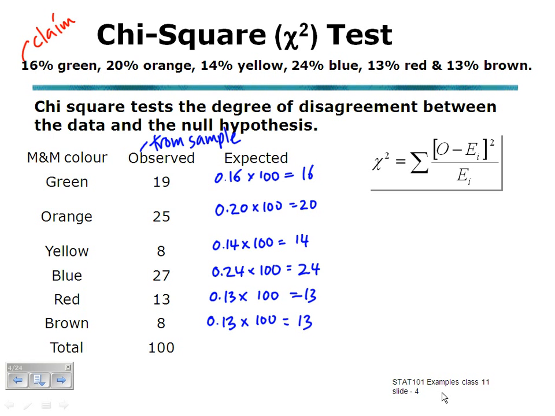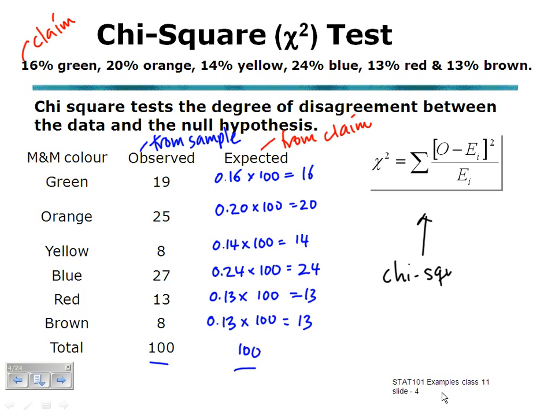Notice here our expected values will also add up to a total of 100, so we have the same number of observed and expected values. The expected values come from making the calculations from the claim with the same total as we have in our sample. Now, to do a test for this claim, we're going to be using the chi-square test.